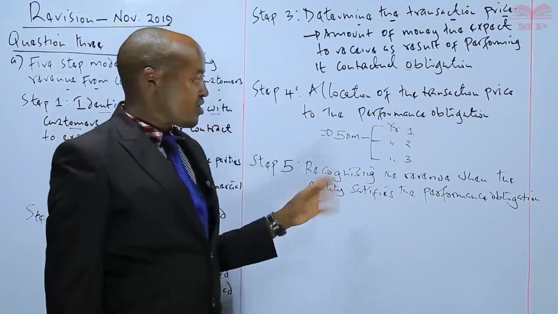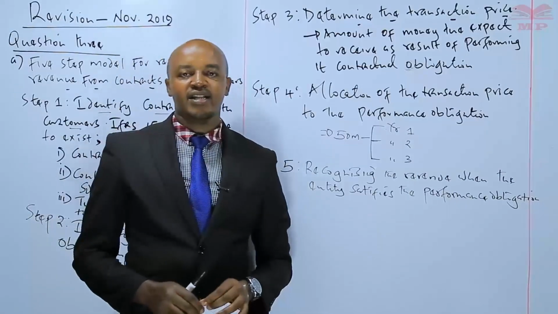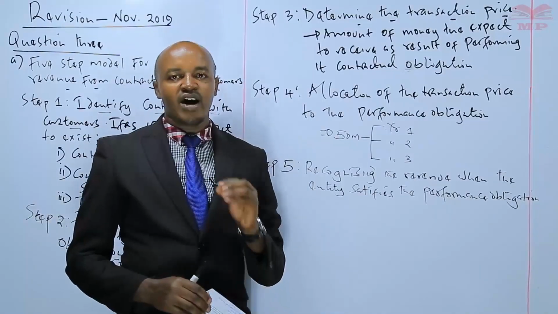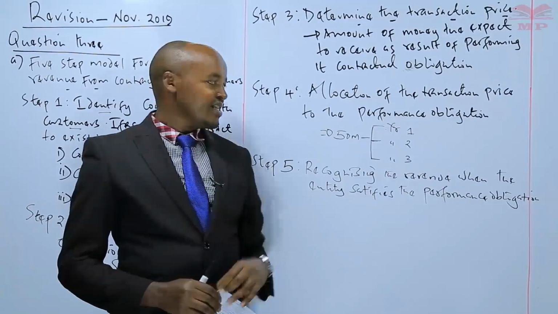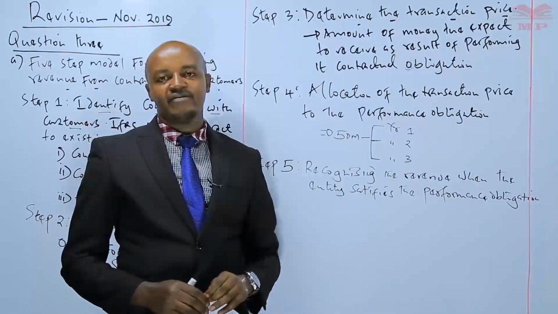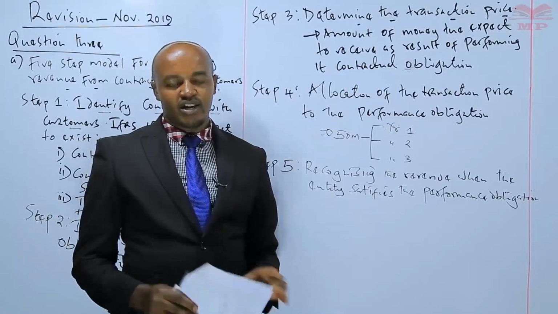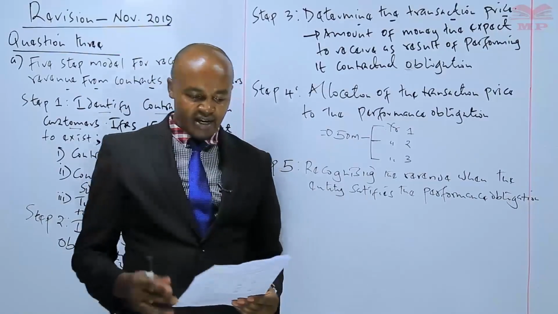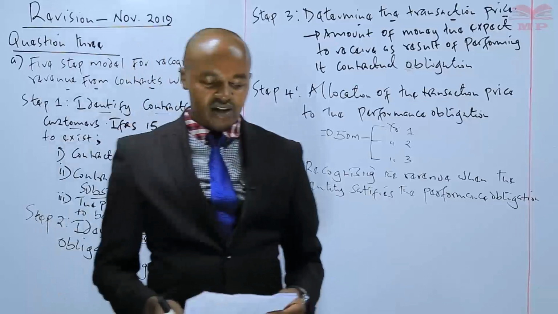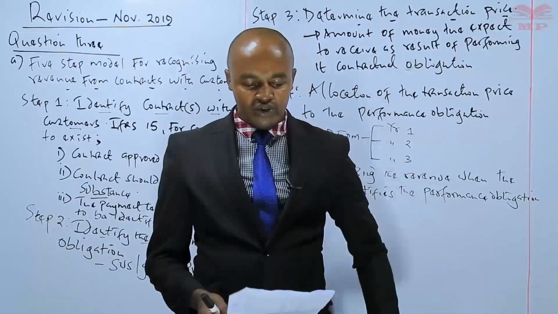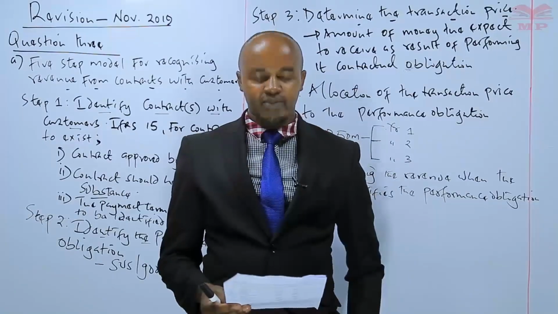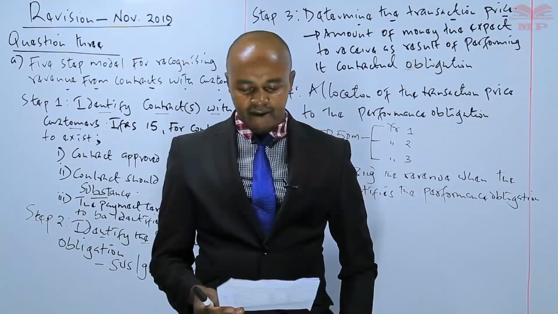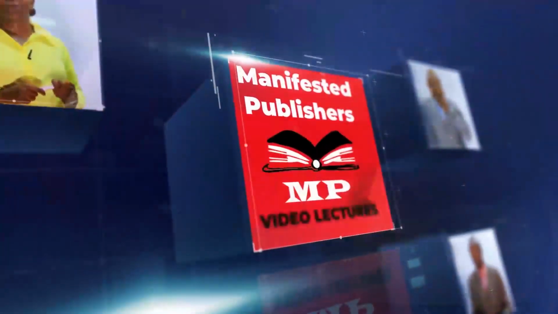So therefore, according to this particular standard, that is IFRS 15, for an entity to recognize revenue from a contract with customers, those are basically the 5 steps which need to be followed. So basically, that's what was required in part A of that question, which had 10 marks. For each step there, you are supposed to get 2 marks.